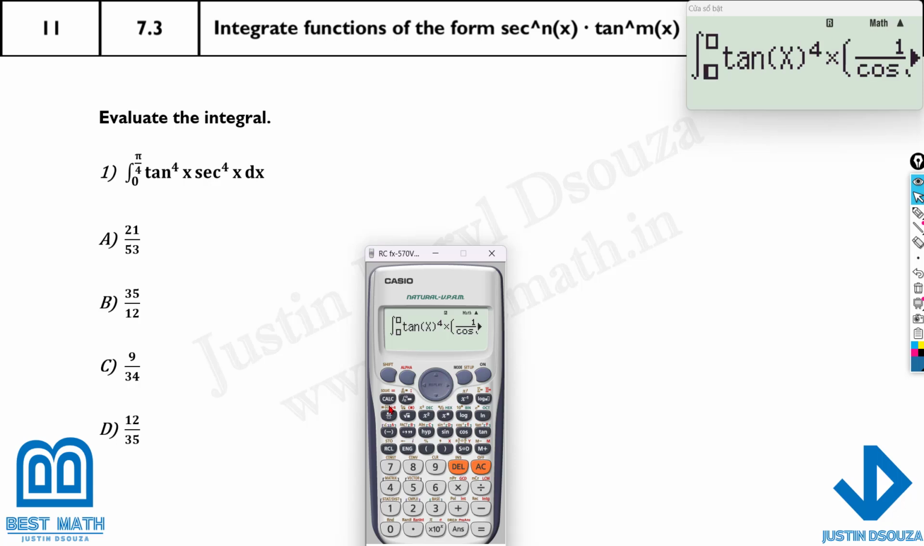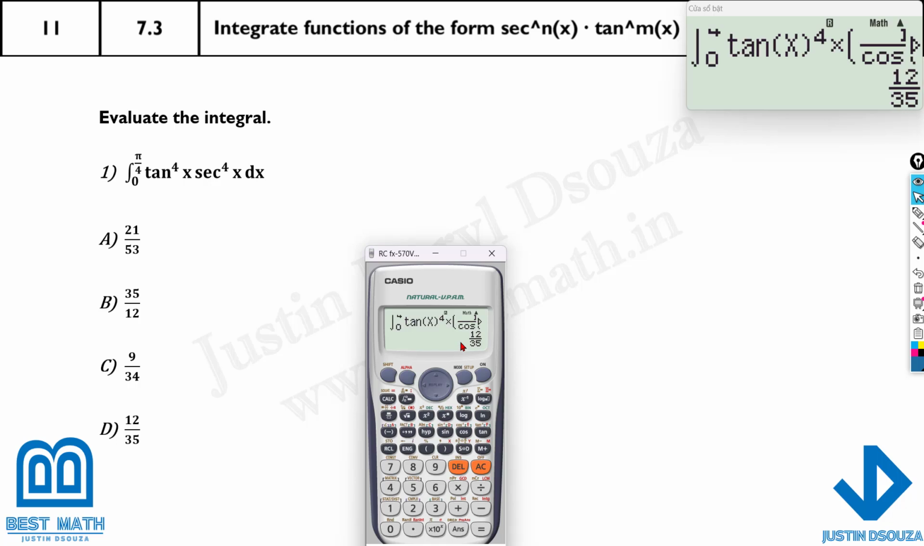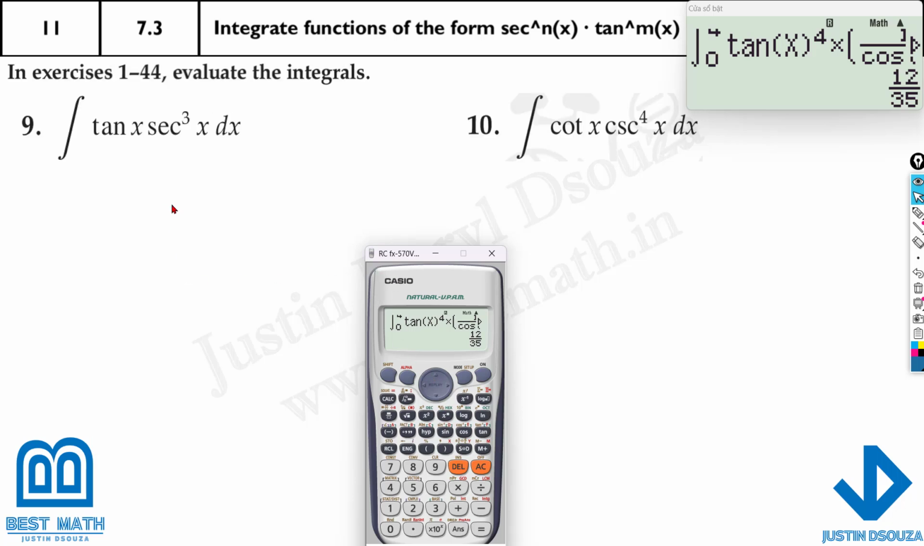And now calculate this. Sorry, not calculate. Write the limits: 0 and pi by 4. Shift pi divided by 4. Let's see, the answer is 12 by, it's option D here. That's it. So easy, isn't it? Definite integrals are very, very easy.